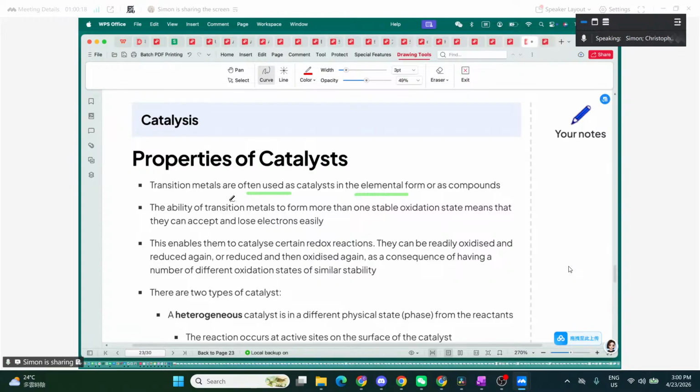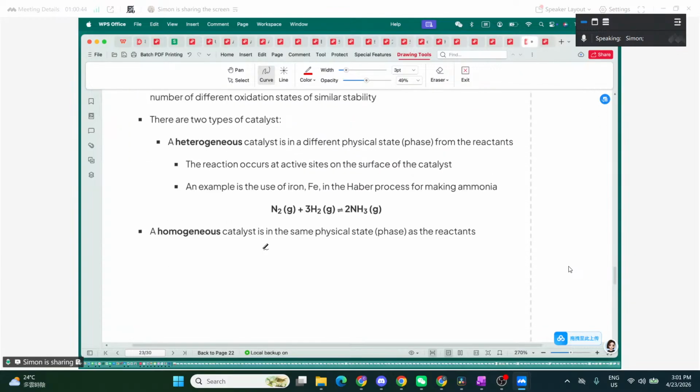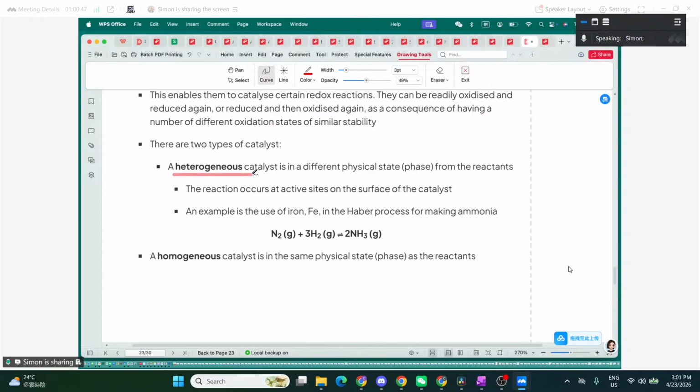We know a transition metal can form more than one stable oxidation state, which means they can accept or lose electrons easily, and so they can be catalysts, right? For the catalyst, there are two types. The first type is heterogeneous. What is hetero? Hetero is a different state.